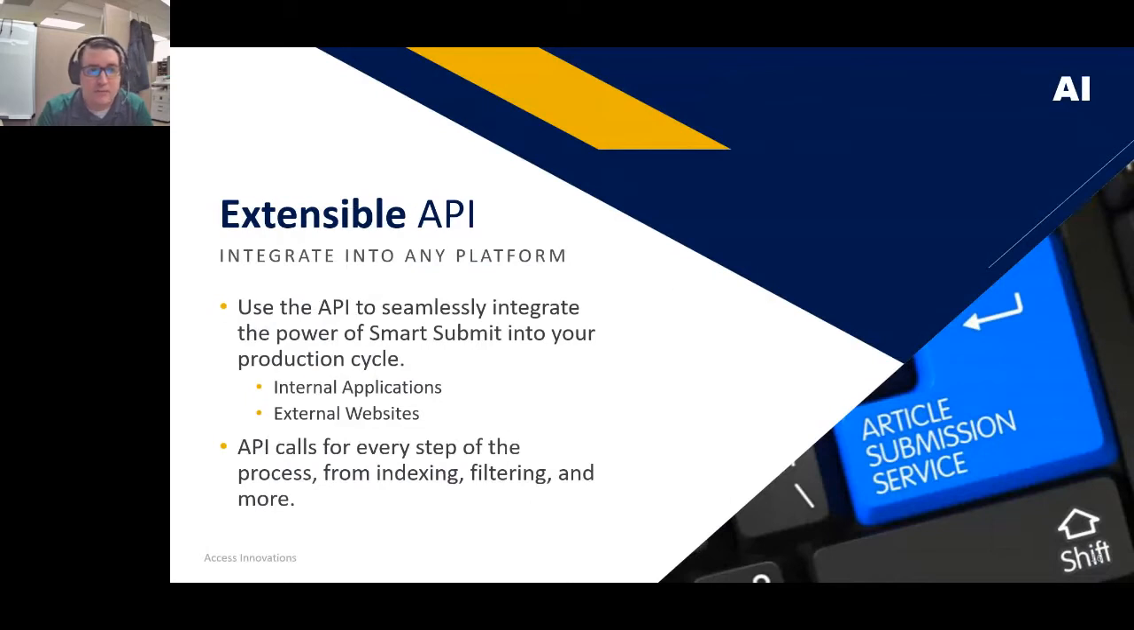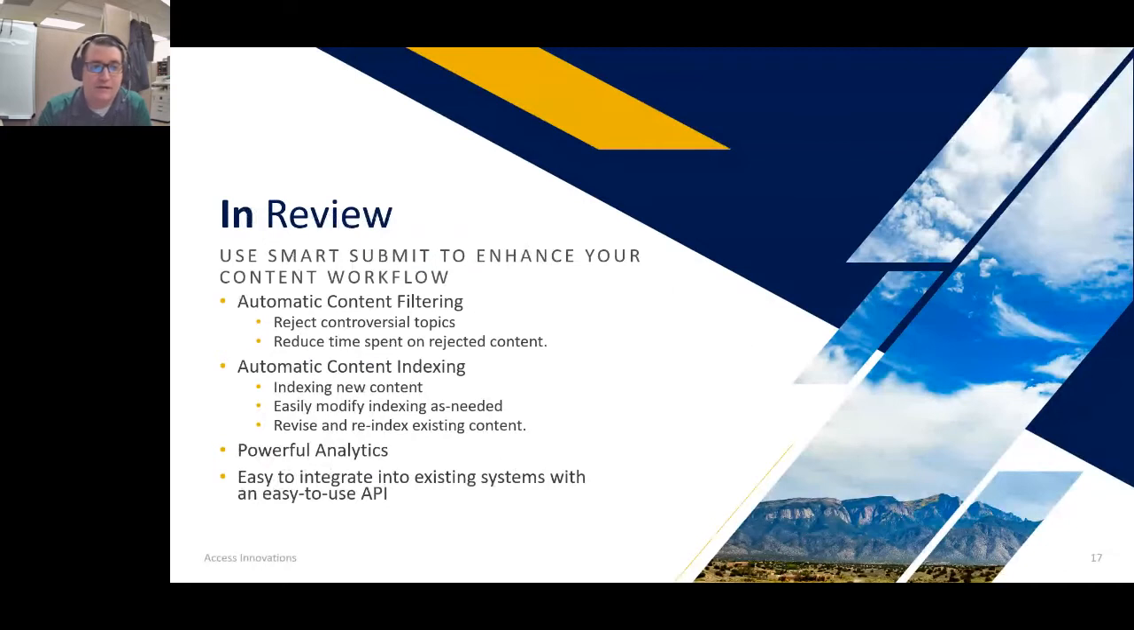So in review, SmartSubmit can enhance your workflow by automatically indexing and filtering out topics. You can reject controversial topics, spend less time on rejected content, and you can easily modify the indexing as needed, and it provides powerful analytical tools to help you improve upon your supported taxonomies, and of course, an easy to use API.